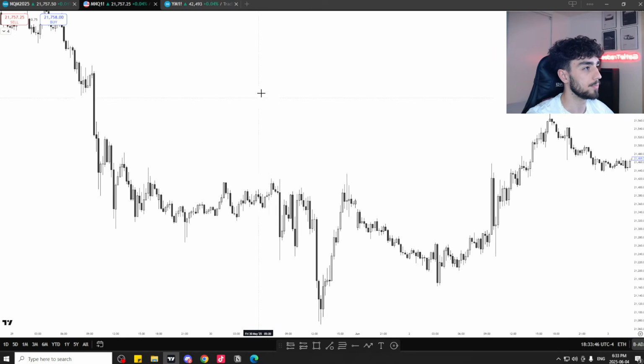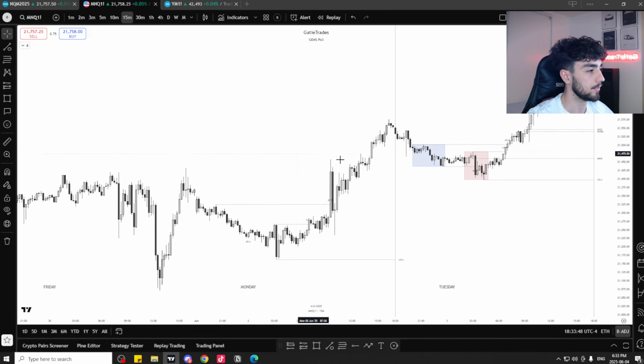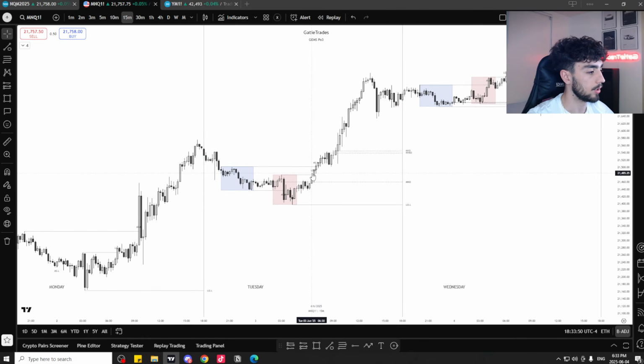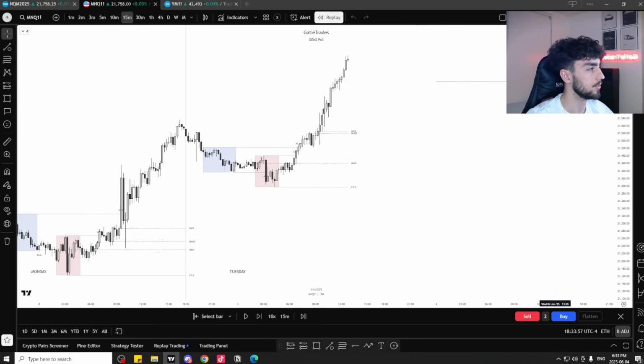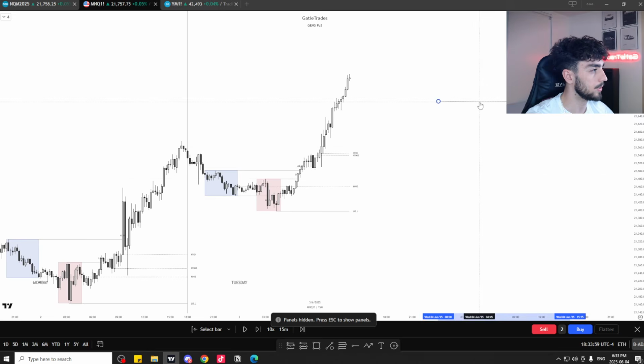Let's do one more example. And I'll give you guys an example from Tuesday, which is, I don't know if we took a trade Tuesday or what it was, but it's very, very simple. I was bullish on Tuesday nonetheless. So what happened on Tuesday? Well, this price level right here, where my cursor is, midnight opening price.